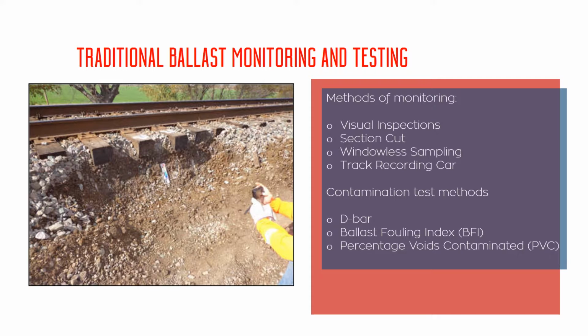There are several methods that are currently being employed to determine the degree of contamination within a ballast section. Two of these methods, the D-bar and the ballast fouling index, or BFI, are determined through sieve analysis. Percentage voids contaminated, or PVC, is, as the name suggests, the percentage of voids contaminated within a ballast sample. This method of testing is not typically used, as it is difficult and time-consuming to measure the voids within the ballast sample. However, this method of testing has been adopted by ground-penetrating radar applications, as no physical testing is required, using computer modeling to determine the volume.